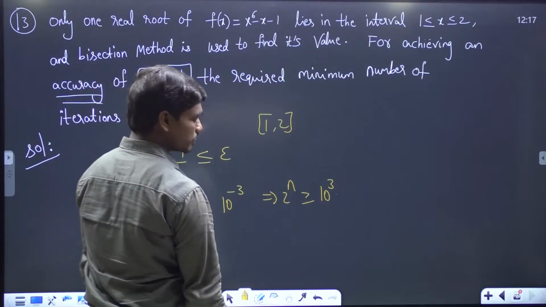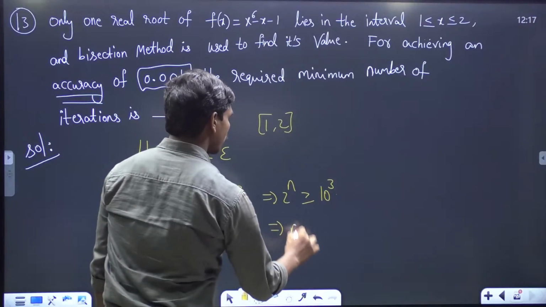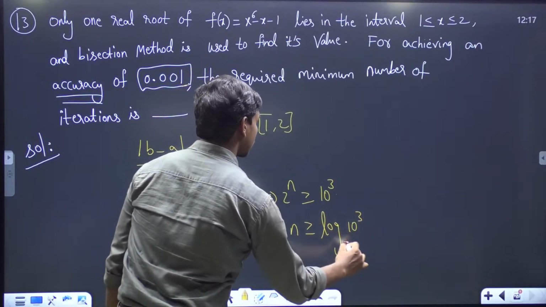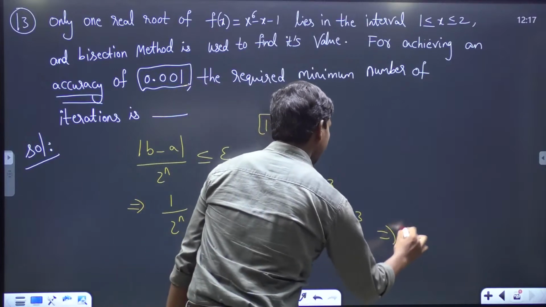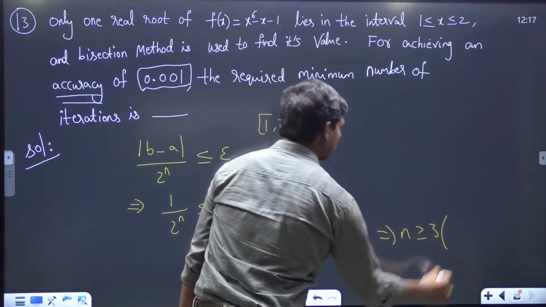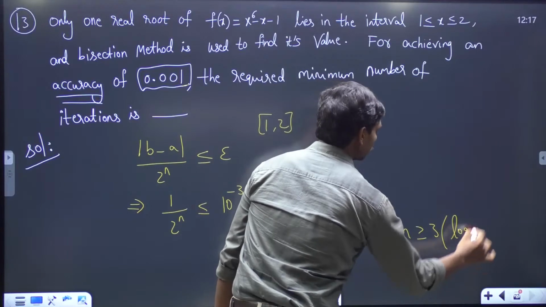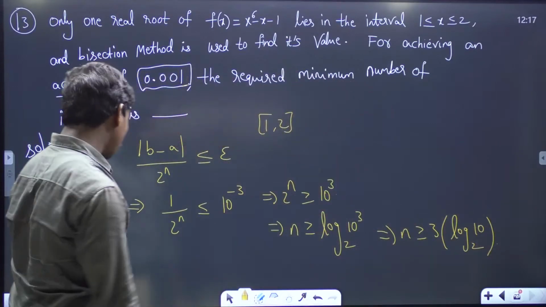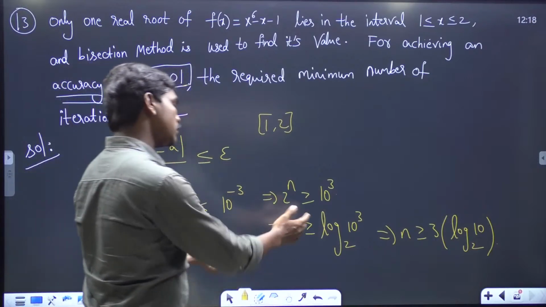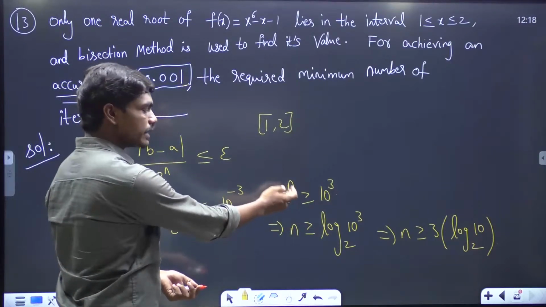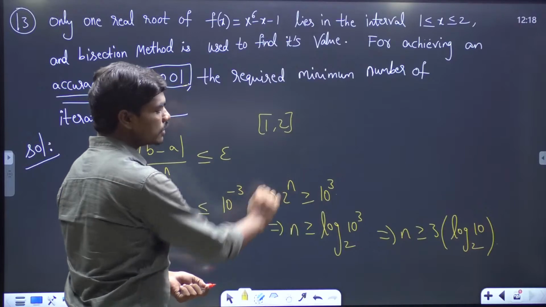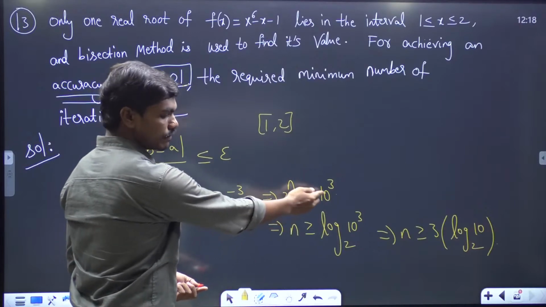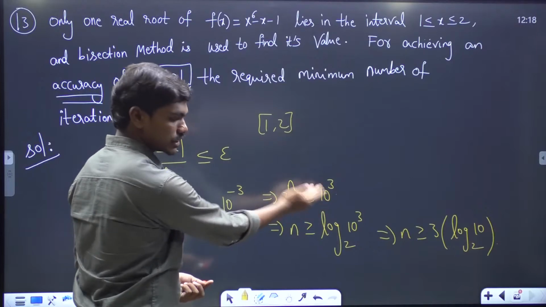So the n value should be something like this. If you still want it, n is greater than or equal to log 10 cube to the base 2, which is n greater than or equal to 3 into log 10 to the base 2. We need to calculate that value, but by visual inspection you can tell the minimum value of n should be 10, correct? Because if you put 2 power 9, that is 512, and this inequality doesn't get satisfied.